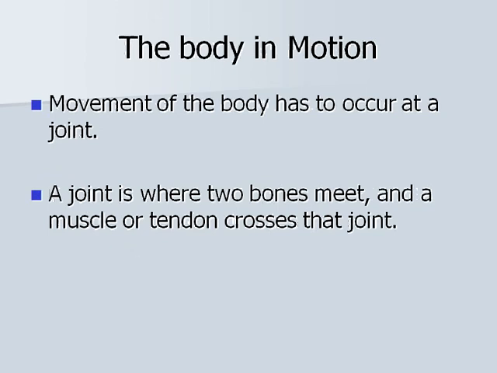Okay, now we're going to move the body. Up until now, our body has been completely still and for the most part in anatomical position. Now we're going to start describing movements of the body. Again, movement has to occur at a joint, but all joints do not have to move. Because what is the definition of a joint? Where two bones meet. That's the only thing that defines a joint. Sometimes there's movement, sometimes there's not. So, movement of the body has to occur at a joint, but not all joints have to actually move. Okay?